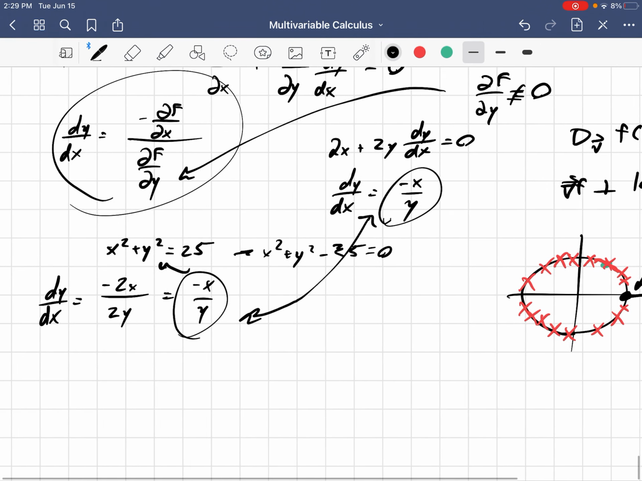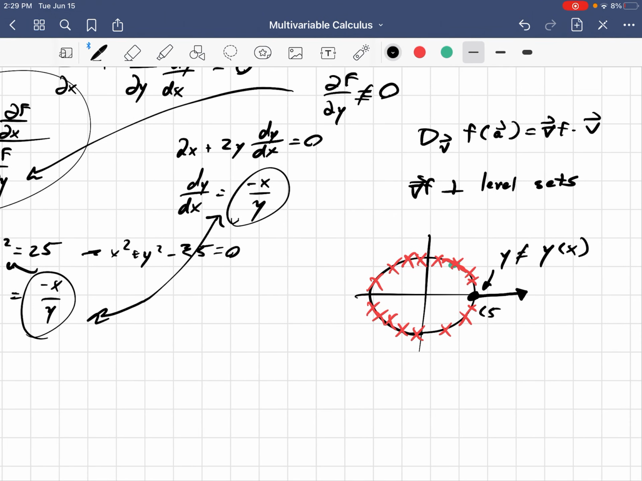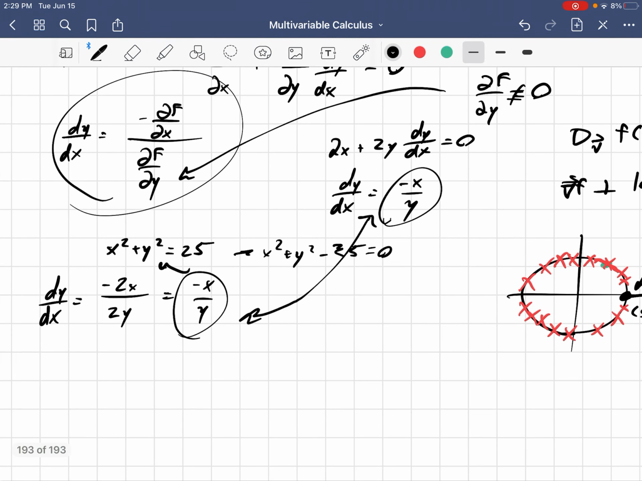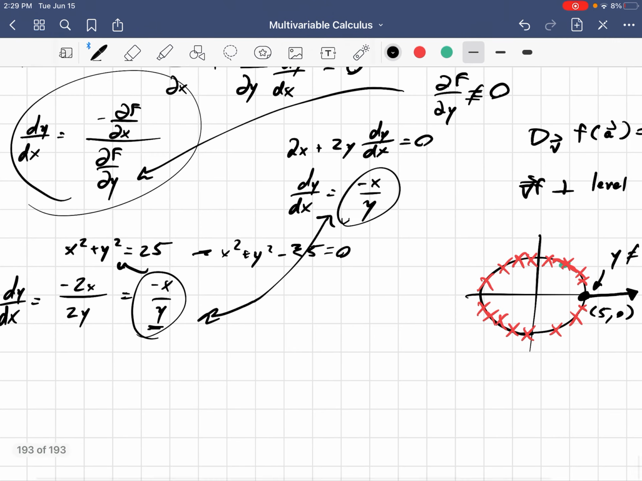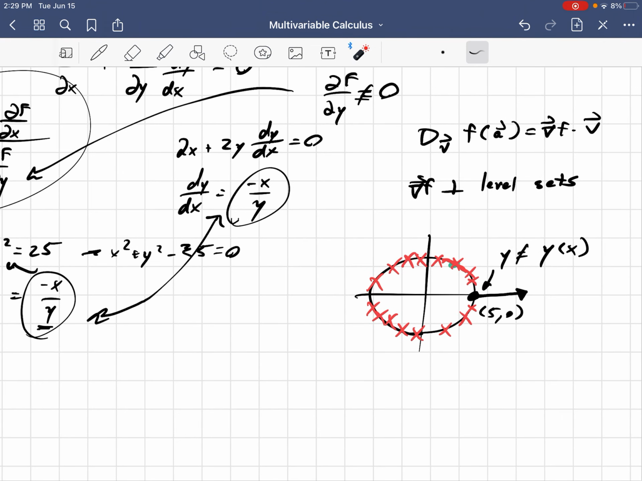So it does not make sense to talk about dy over dx at that point, at the point (5, 0). And we also see that algebraically from the fact that dy over dx was negative x over y. And likewise, the same thing happens at this point right here. Another way to think about this is that if we have a point where the curvature is like this on the graph, then we have a vertical line with a slope of infinity, in other words, undefined.